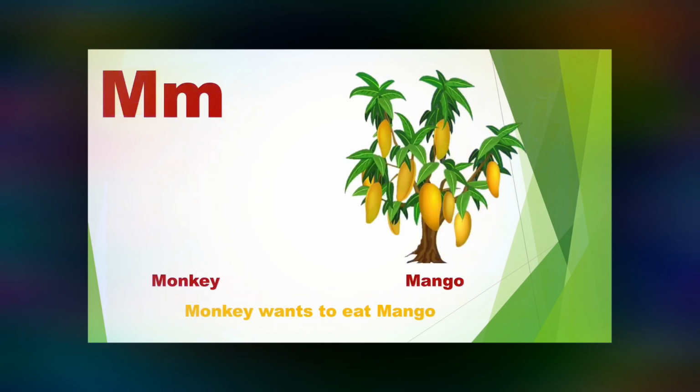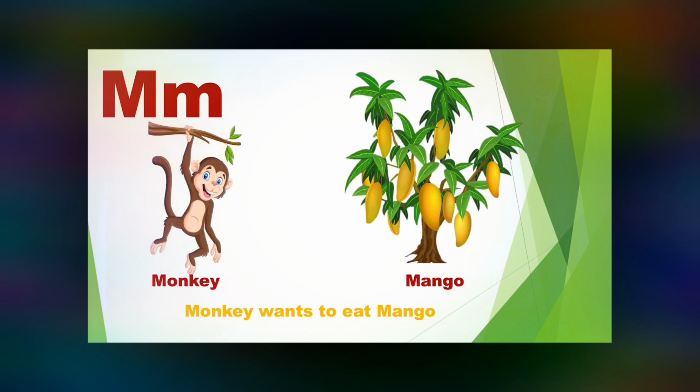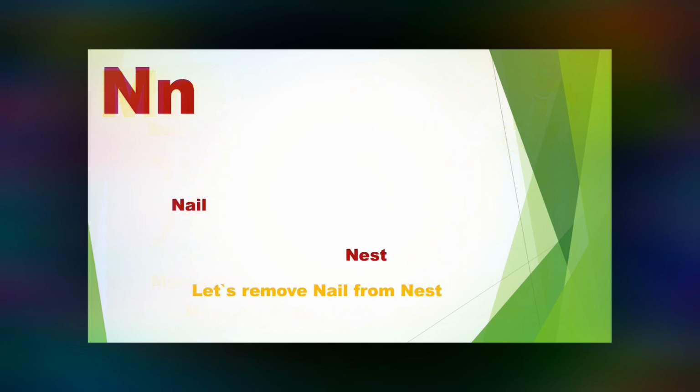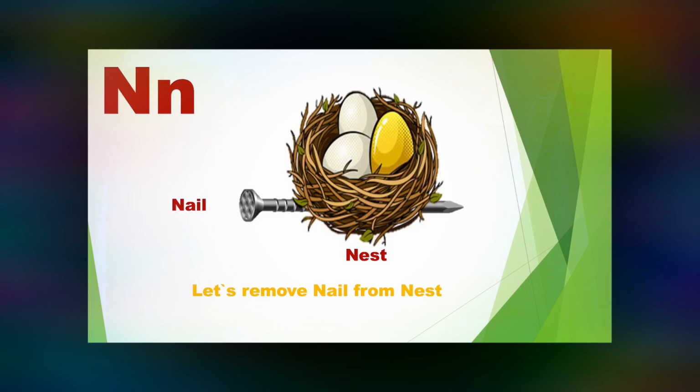M. M for mango. M for monkey. Monkey wants to eat mango. N. N for nail. And N for nest. Let's remove the nail from the nest.